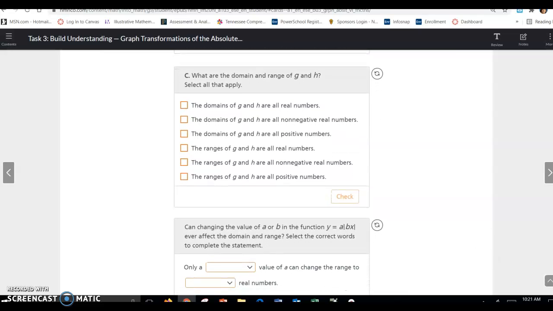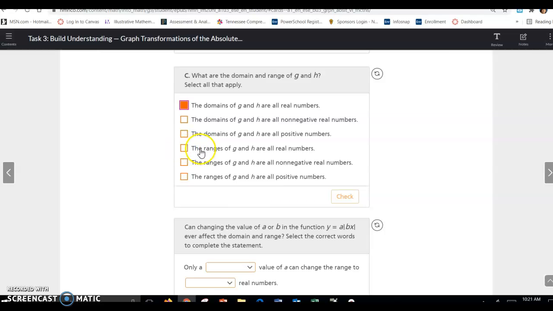What are the domain and range of g and h? Select all that apply. The domain of g and h are all real numbers. That's true because your domain goes left and right with arrows, so that means it's all real numbers. Non-negative or positive? We do have those, but we also include the negatives, which means we have to choose the first one.